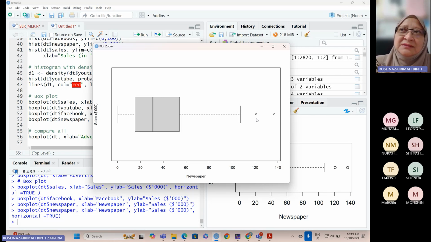For example, have you encountered this kind of problem while doing your study? That means you suddenly got extreme values and you needed to repeat the experiment and so on. Have you experienced that?